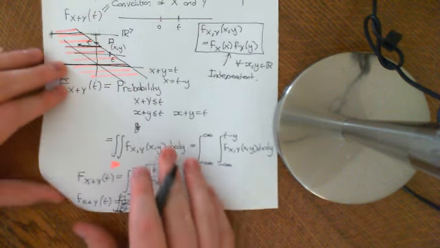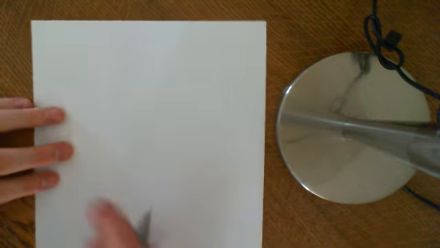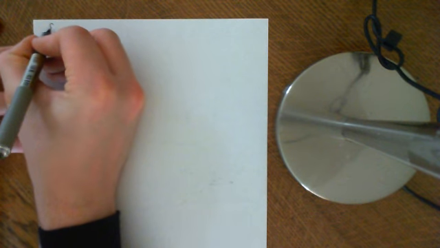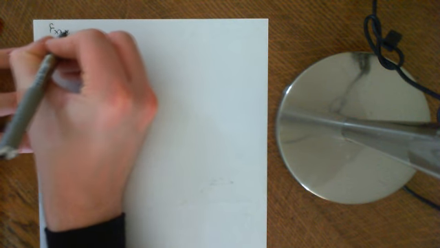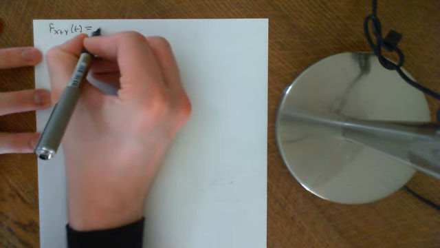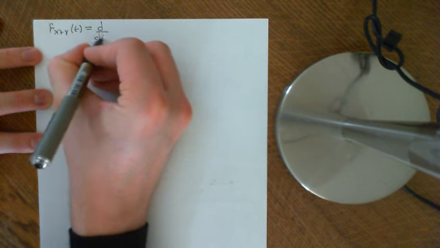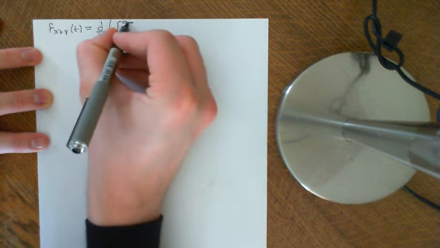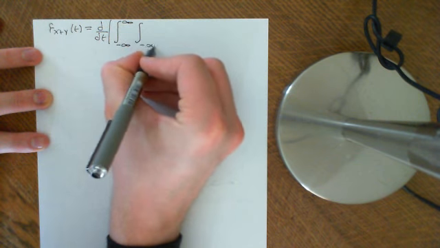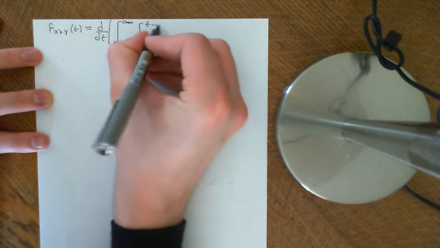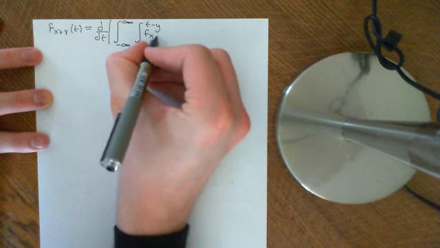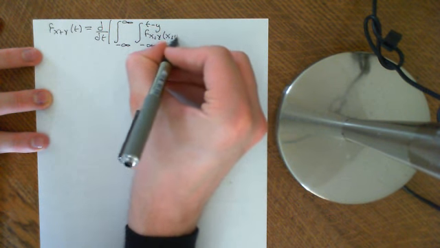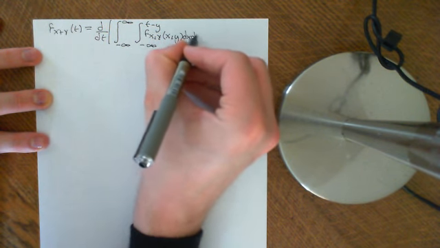I need some more paper here. We are trying to find the PDF of this random variable big X plus big Y evaluated at t, and we know that's equal to the derivative with respect to t of this great big function of t, which is the integral from negative infinity to infinity, of the integral from negative infinity to t minus y, of the joint PDF of big X, big Y evaluated at little x, little y, dx dy.